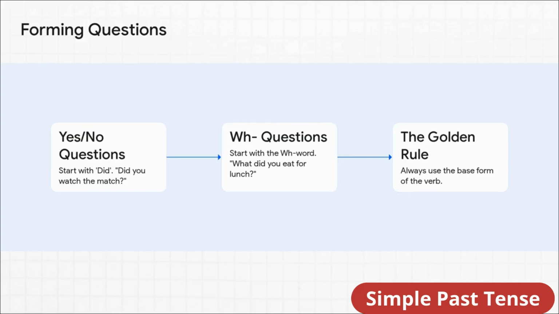And guess what? The same exact rule works for questions. It's so easy. Step 1, for a simple yes or no question, just kick it off with did. "Did you watch the match?" Step 2, if you need more information, start with a question word like what or where, then add did. And look at step 3, our golden rule. The main verb always stays in its base form. It's "did you watch," never "did you watched."